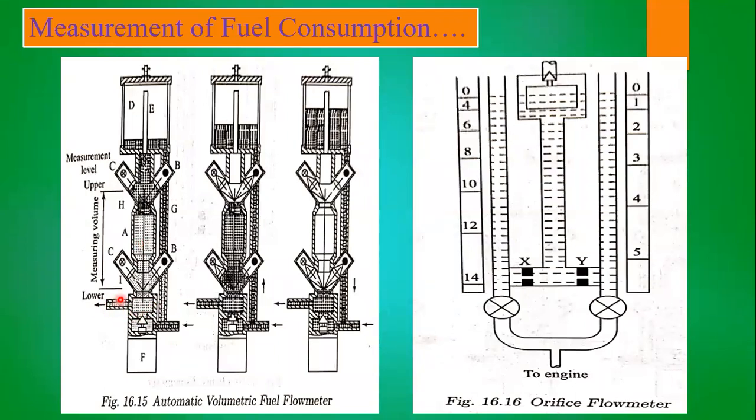In that way we are going to use a timer with the help of a light source, which is automatic, so errors may be neglected. In this device we can minimize the errors to a larger extent. The errors are very less here, so we can get an accurate measurement of fuel consumption on a volume basis.